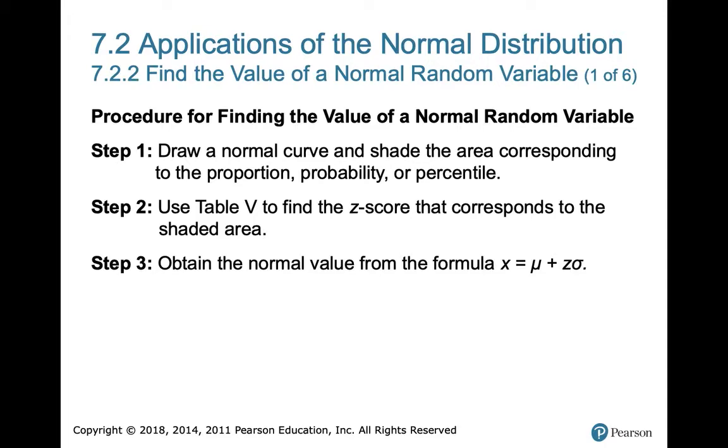So now if I want to find what the value of a random variable is, and I know the area, we're going to use that chart backwards. So we're going to use the chart to find the z-score that represents the area.